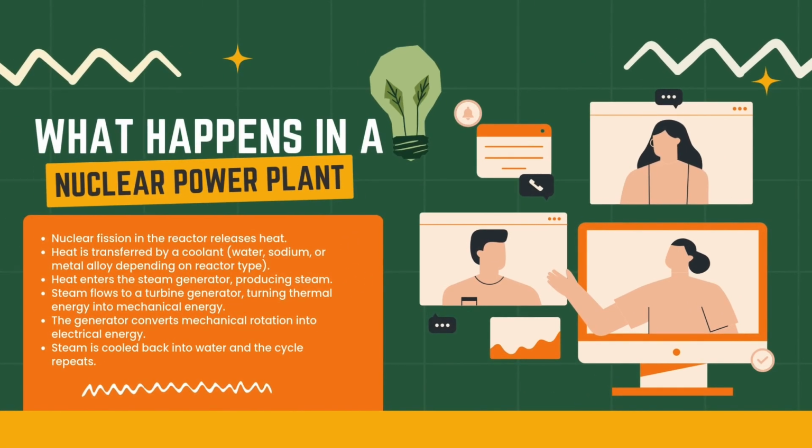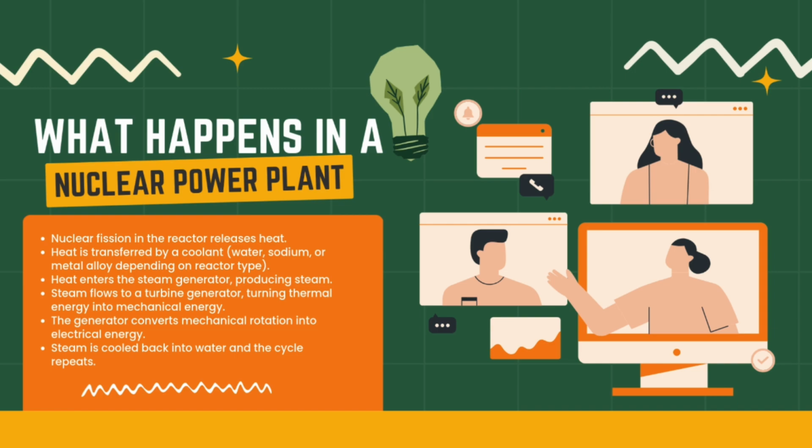What happens in a nuclear power plant? Let's look at the step-by-step process of how power is actually created. It all starts with nuclear fission inside the reactor, a process that releases an immense amount of heat. This heat is then transferred to a coolant, which can be water, sodium or metal alloy depending on its specific reactor type. As the coolant absorbs the heat, it enters a steam generator to produce high-pressure steam.